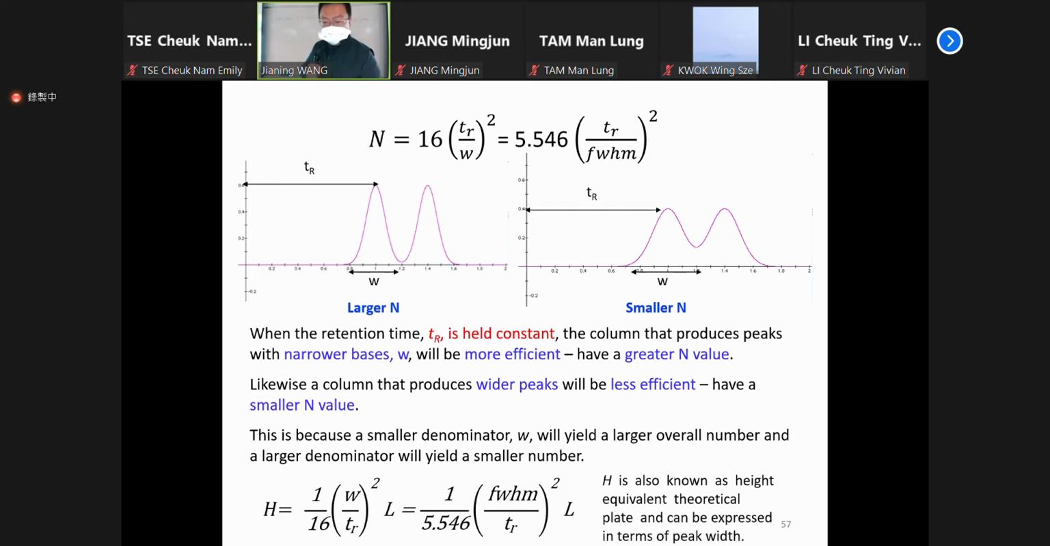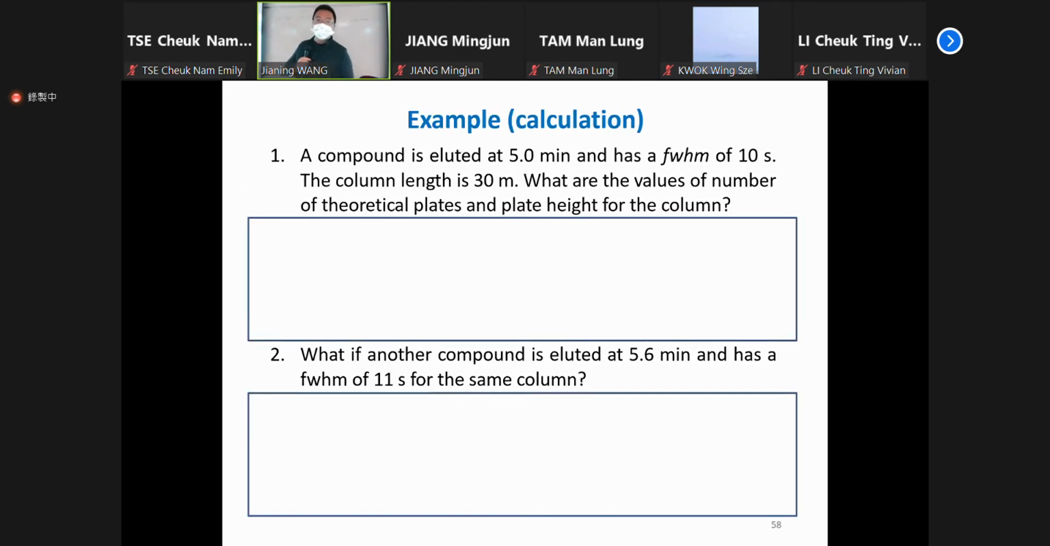Okay, this is the example, and after this class, I will upload a new version of this PPT and reveal the answers to these examples. A compound is eluted at 5.0 minutes and has a FWHM of 10 seconds. The column length is 30 meters. What are the values of the number of theoretical plates and the plate height of the column?